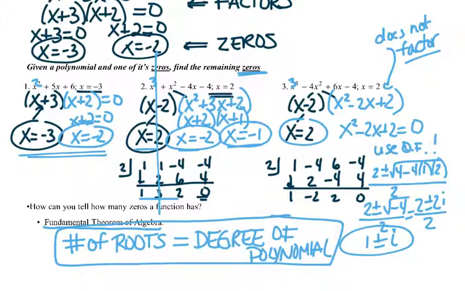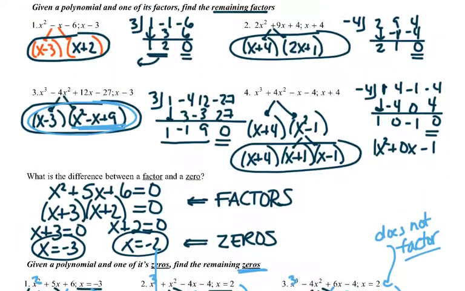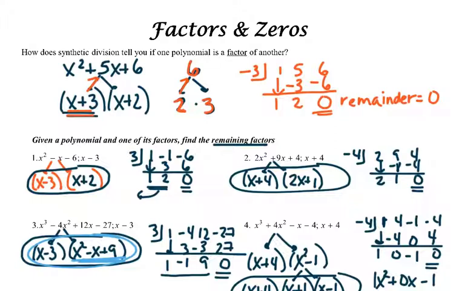And you'll have a couple in the homework that'll have 4 roots. That'll be to the 4th power. Those are a little tricky. We won't go any higher than that. Next year in pre-calc, you might do some more. But yeah, that's the big deal there. And the number of roots is equal to the degree. Factors and zeros.